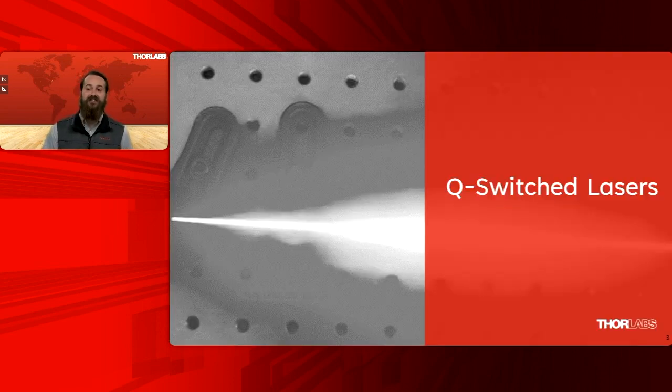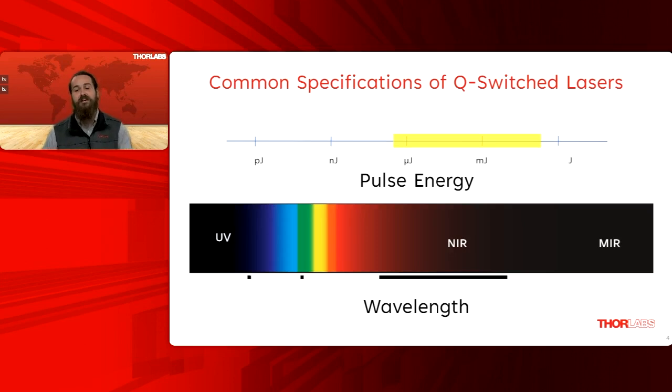So to start, let's talk about Q-switched lasers and what kind of specs you'll typically see when looking at a data sheet. Now, when we think Q-switch lasers, we're typically thinking high pulse energy. These are some of the highest pulse energy lasers we have in our catalog, as Chris mentioned. Typically, you're thinking somewhere in the microjoule to millijoule range. Now, wavelength is a little more complicated. Typically, these are near infrared, but there are a few notable examples in the visible and UV.